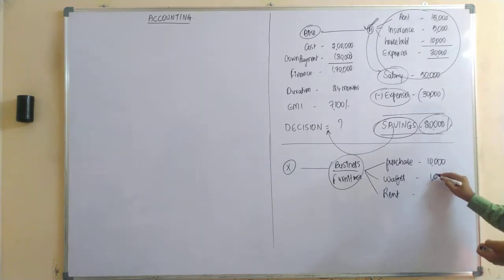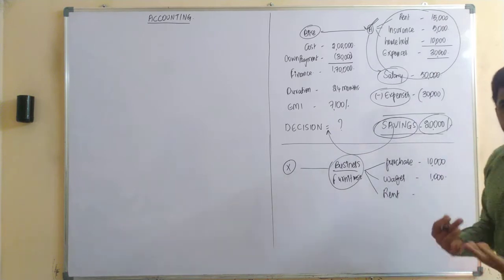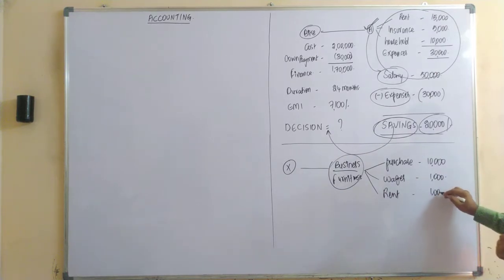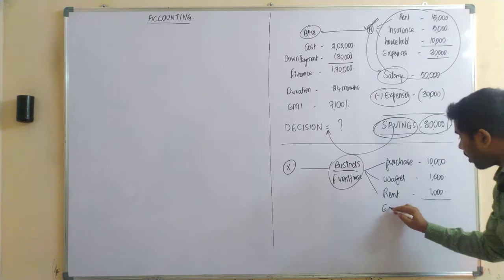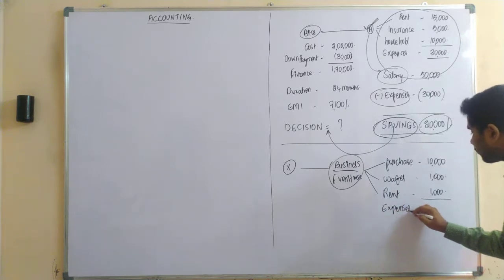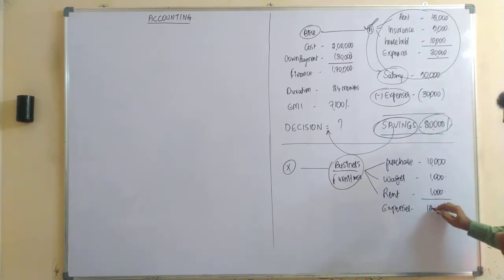Let's say he paid 1,000 rupees, and let us assume the rent was 1,000 rupees. So in that case, how much would be the expenses of the business, sir? In total, it would be 12,000 rupees.